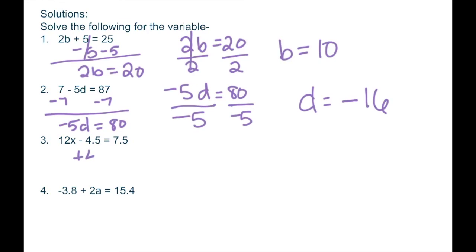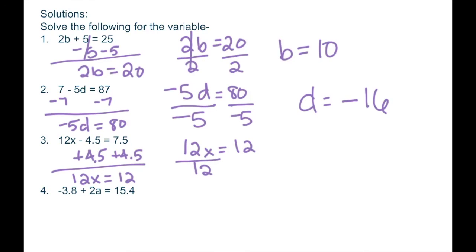So I'm going to start by adding my 4 5/10 to both sides because it does not have a variable. When I do that, I'm left with 12x is equal to 12. Right? So 12 times x, I want to divide by 12. And I'm left with x equals 1.